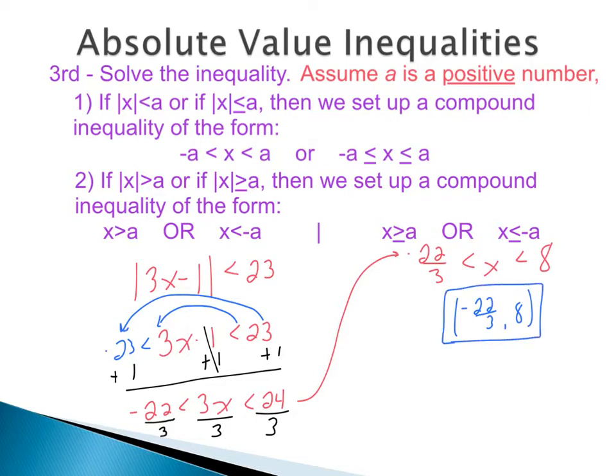If we're trying to graph it on a number line, we would have 0. And then somewhere down to the left, we would have negative 22 over 3. On the right, we would have an 8. Again, keep those same parentheses, and then it will be connecting in the middle. We want all of the values that are between negative 22 over 3 and 8. So that would be your interval notation answer, and then you're graphing it on a number line solution.